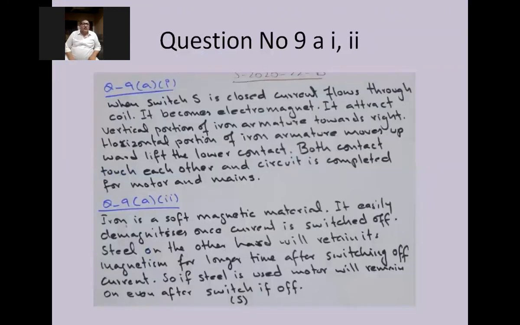Okay. So question number 9A, first part. When the switch S is closed, current flows through the coil. It becomes an electromagnet. It attracts the vertical portion of the iron armature towards the right. The horizontal portion of the iron armature moves upwards. It lifts the lower contact. Both contacts touch each other and the circuit is completed for the motor and mains supply.